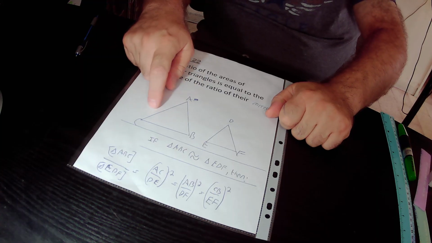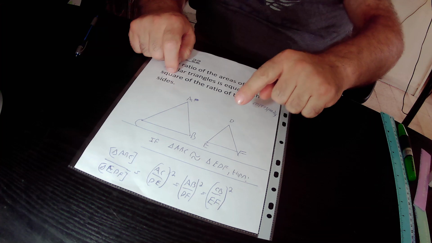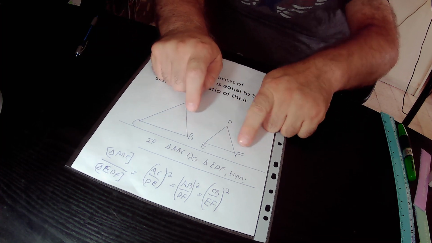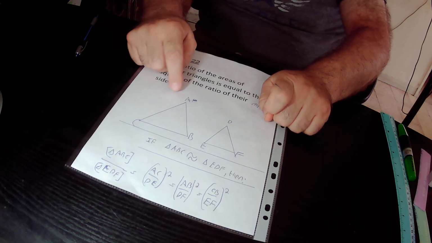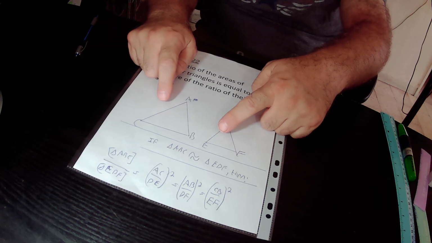Here, side AC is the corresponding side of side DE. Likewise, side AB is the corresponding side of side DF, and side CB is the corresponding side of side EF. So, what is the square of the ratio of those two corresponding sides?